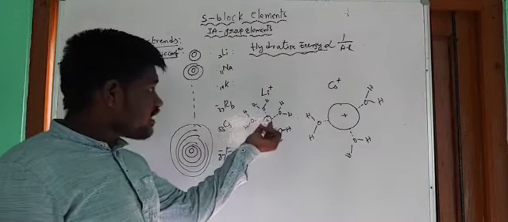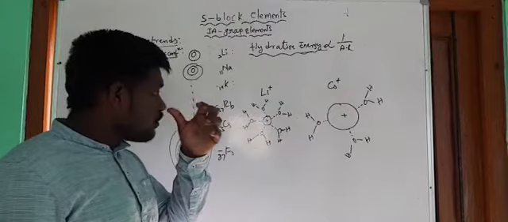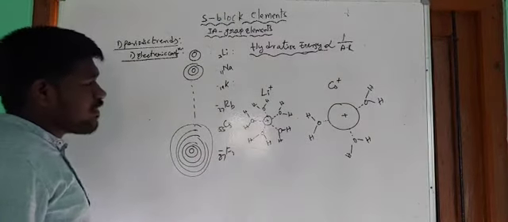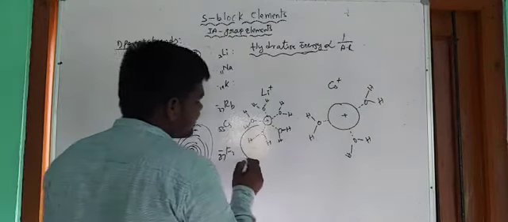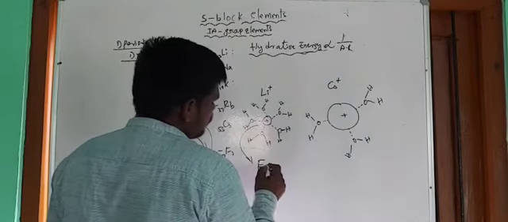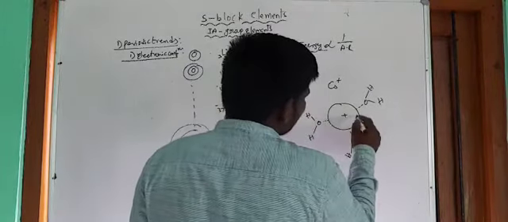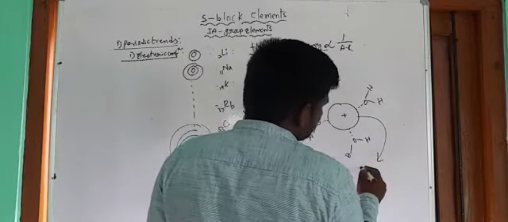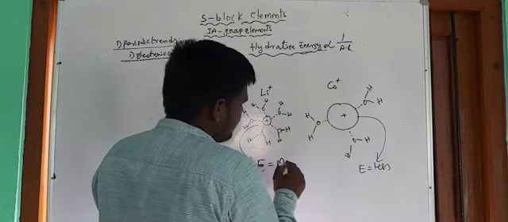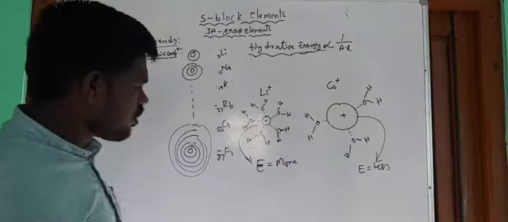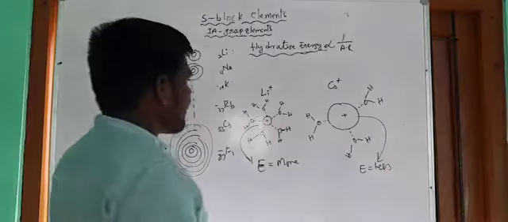Here the effective nuclear charge is present due to the small size, so this is coordinated by more water molecules. When one ion is coordinated by more water molecules, more energy is liberated. In this case, the ion is coordinated by few water molecules, so less energy is liberated. In the other case, more energy is liberated. So right, this is about hydration.